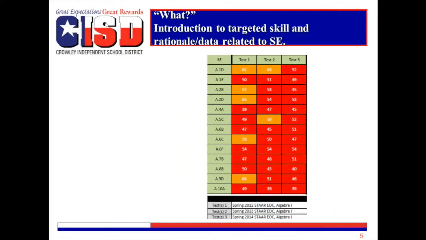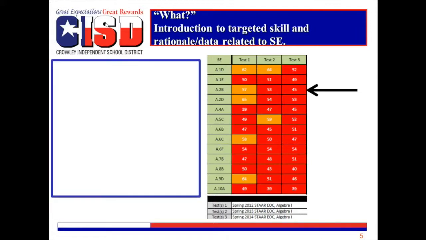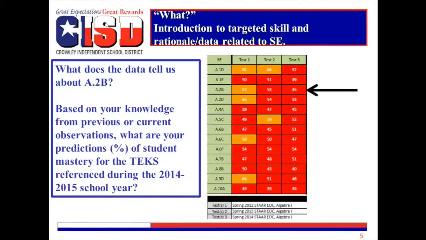As part of the PLC process, we identified the what, which is our hotspot. For the first 6 weeks, the curriculum preview will target A.2b. Based on the heat map displayed, please pause and discuss. What does the data tell us about A.2b? Based on your knowledge from previous or current observations, what are your predictions of student mastery for the TEKS referenced during the 2014-2015 school year?